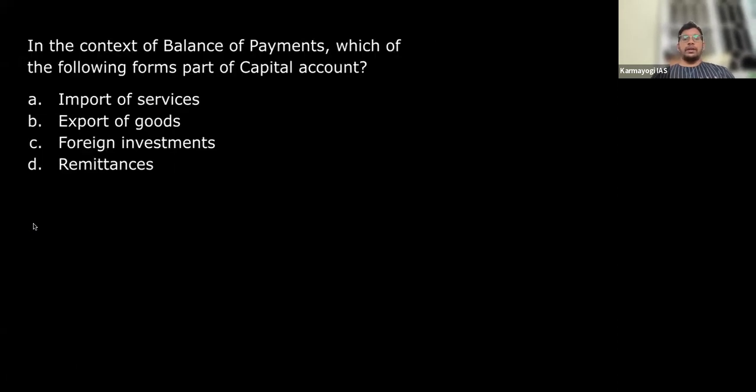Fine. Next one, in the context of balance of payments, which of the following is part of capital account? Import of service, export of goods, foreign investments, remittances. Whatever the transaction between a country and other countries is called the balance of payments account. If it is less than 1 year, it is of current account. If it is more than 1 year, it is called a capital account. So imports, exports, and remittances are all calculated in the short term, whereas foreign investments are over a period, not just 1 year but 10, 15, 20 years. So this is considered a capital account.